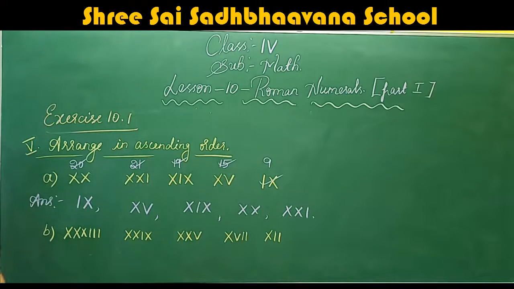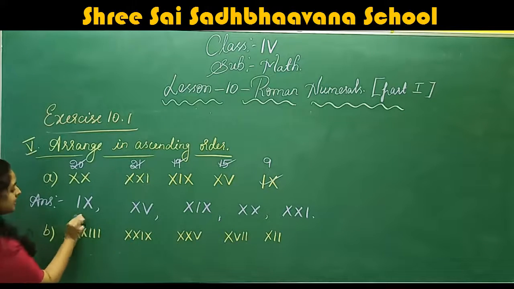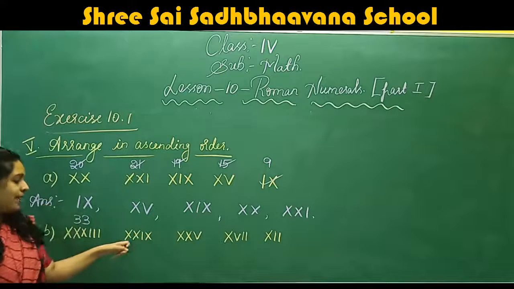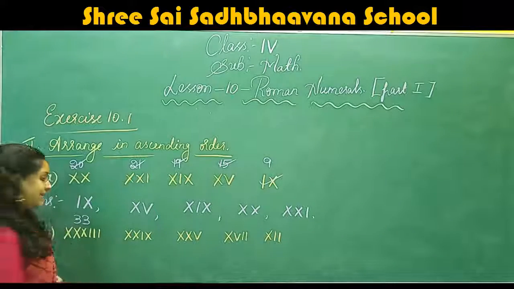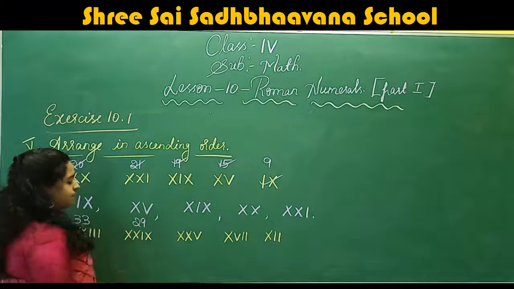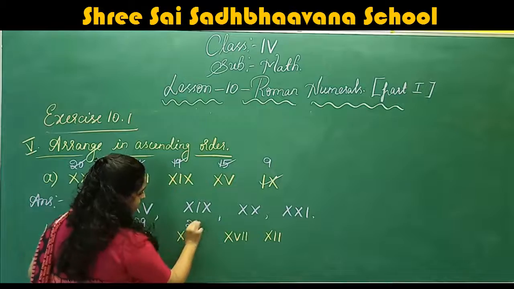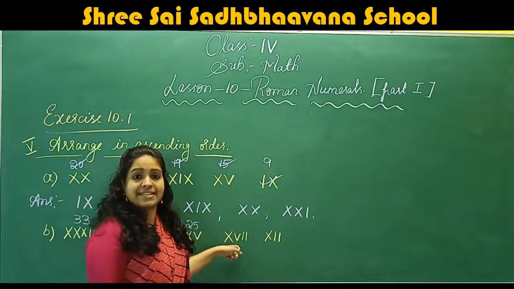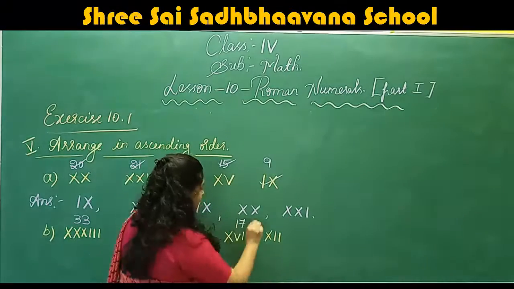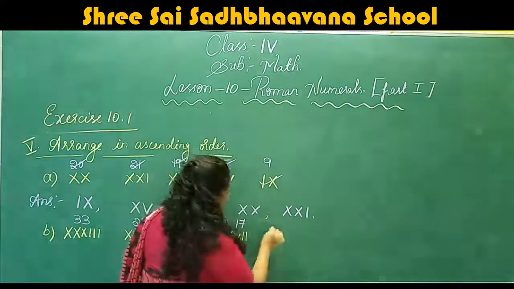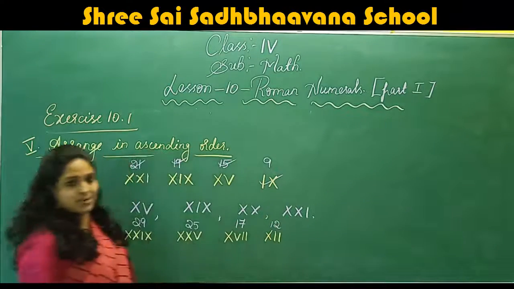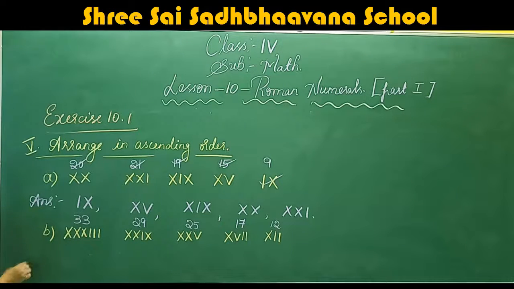So let us see one more sum. So here, yes, read the number, children. Which number is this? 30 plus 3, nothing but 33. Okay? 20 plus 9, 29. 20 plus 5, 25. 10 plus 7, 17. And here 10 plus 2, 12. Okay? Yes.